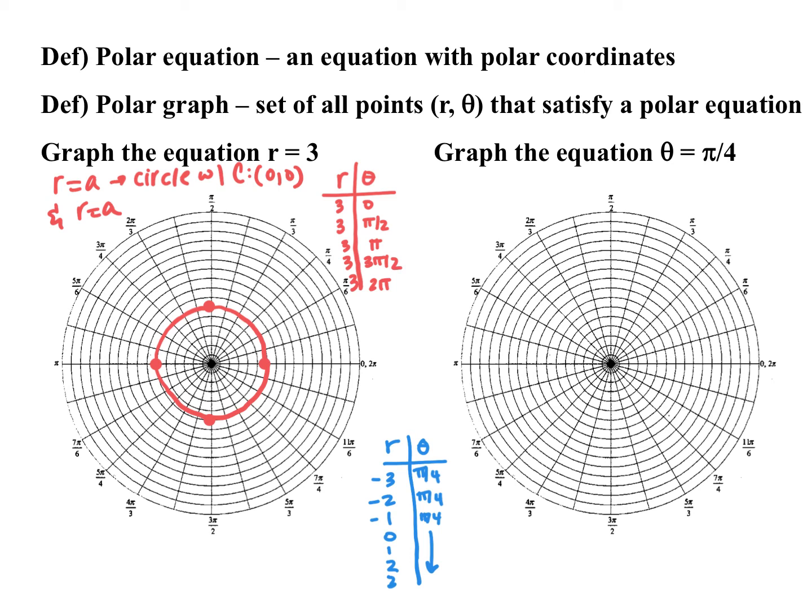So I'm going to plot this and see what this makes. No matter what my radius was, my angle was π/4. So that ends up being a line that goes through the origin that makes an angle of π/4 with the polar axis. Whenever you have r equals a number, that's a circle with the center at the origin and a radius of whatever that number is. Whenever you have θ equals a number, that's a line that goes through the origin that makes that angle with the polar axis, or the positive x-axis.